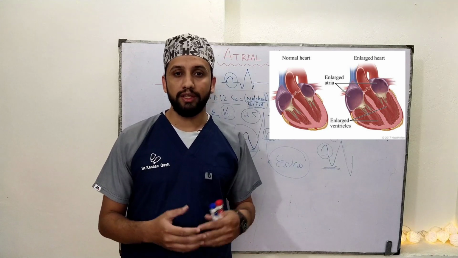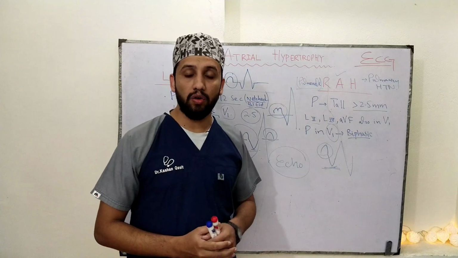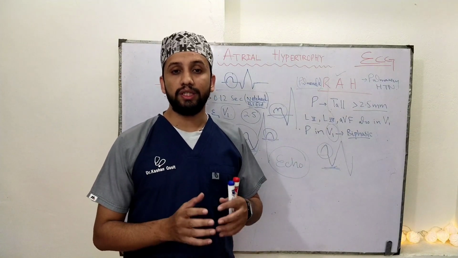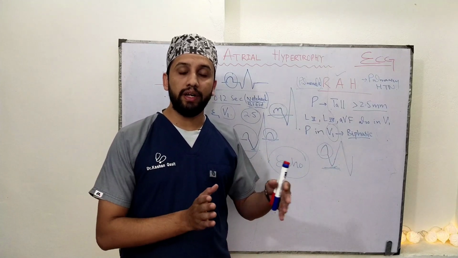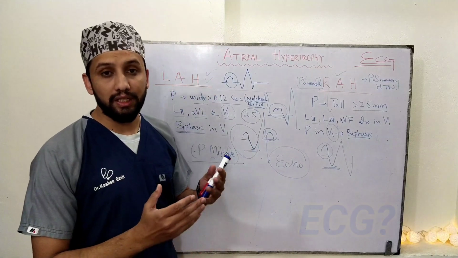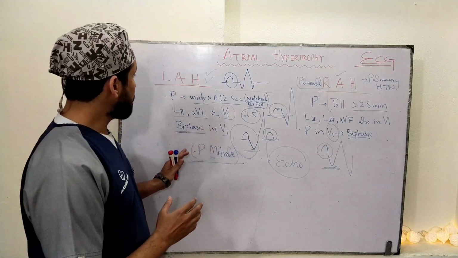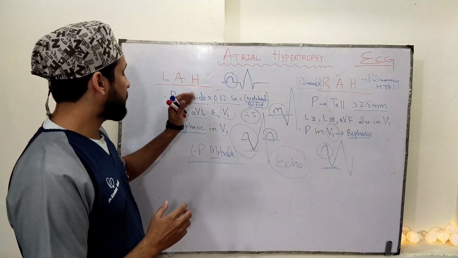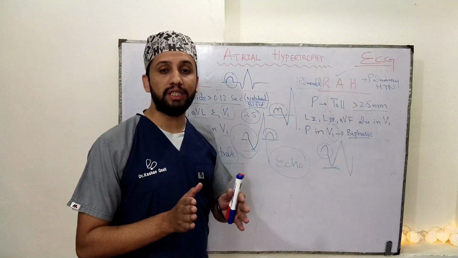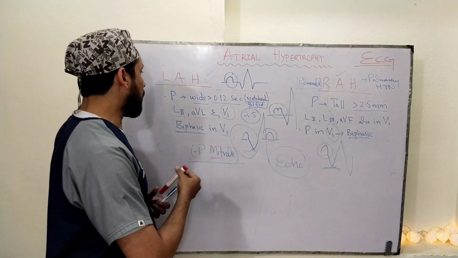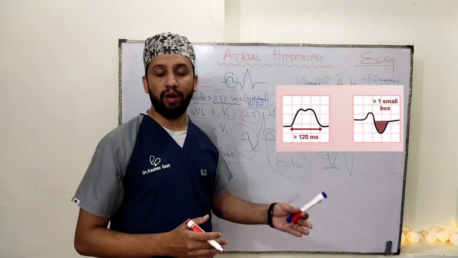Left atrial hypertrophy is defined as enlargement, an increase in the size of the left atrium, due to any cause which is making the left atrium work hard against the workload. Whenever there is left atrial hypertrophy, you will see some changes in the ECG, and today we will discuss these ECG changes. The first ECG change is a wide P wave. A wide P wave means the width is greater than 0.12 second.